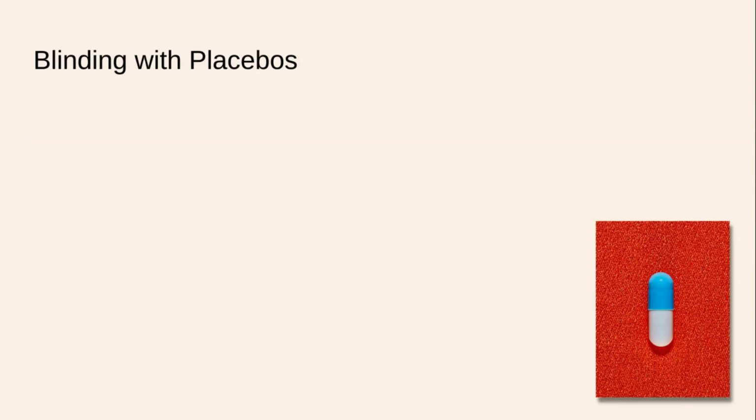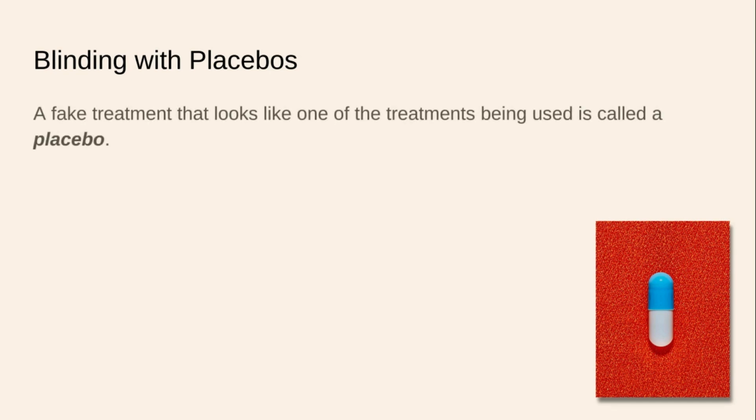Now we're going to talk about placebos. All right, you may be wondering what a placebo is. And if you know what a placebo is, you might be wondering about how we can use it in statistics. Placebos are one of the neatest things that we can do in the design of experiments. Let's begin. A fake treatment that looks like one of the treatments being used is called a placebo.